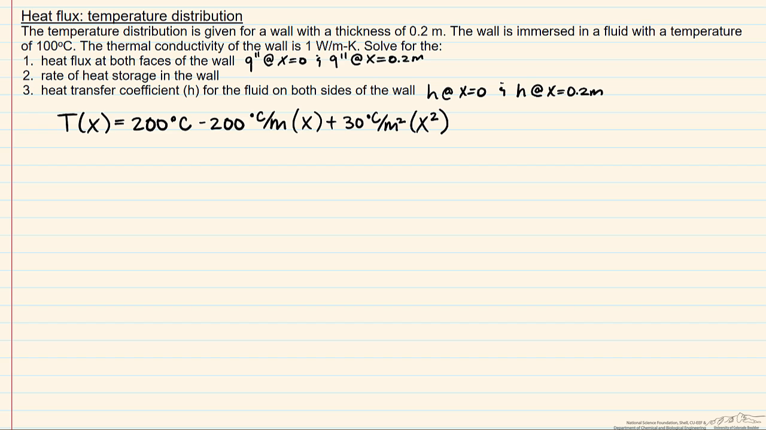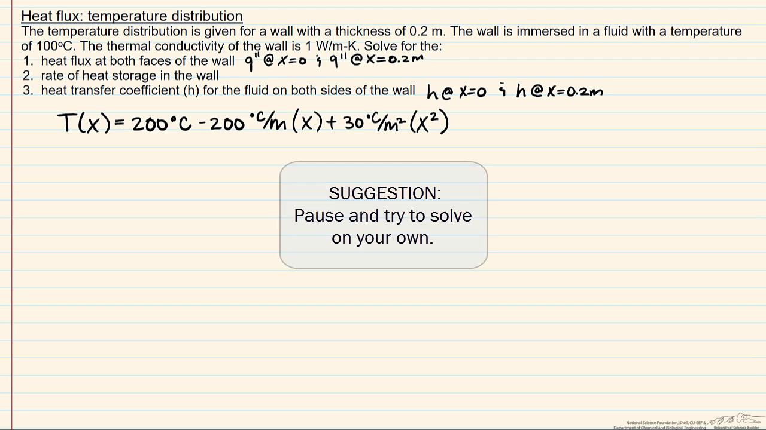We are asked to solve for three things. The first is the heat flux, or q double prime, at both faces of the wall. The second thing we're asked for is the rate of heat storage in the wall. And finally, we are asked to find the heat transfer coefficient, or h, of the fluid on both sides of the wall.